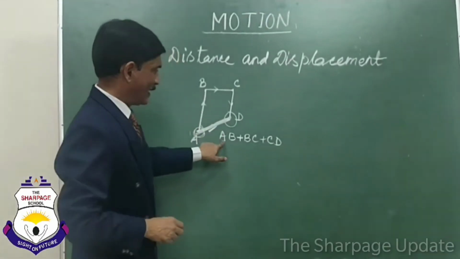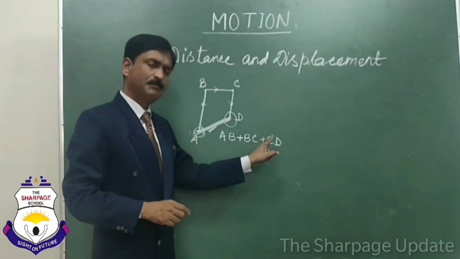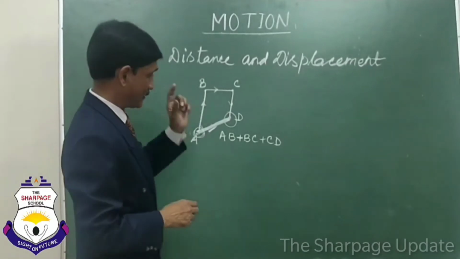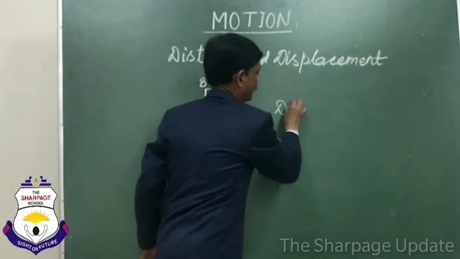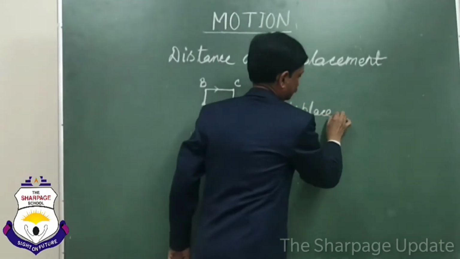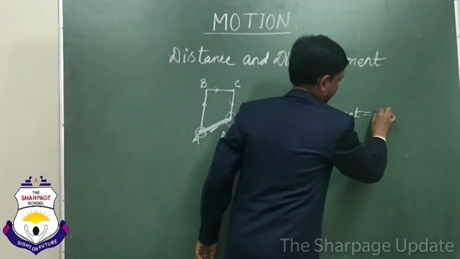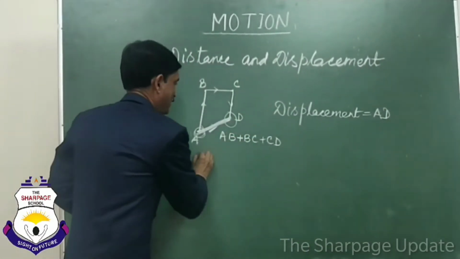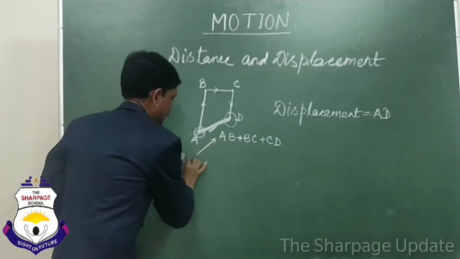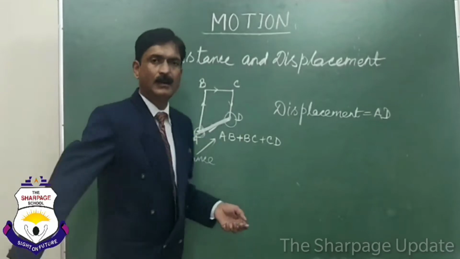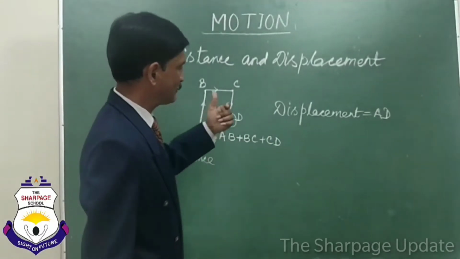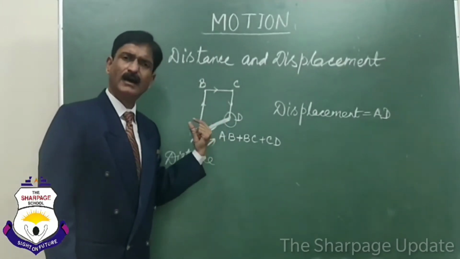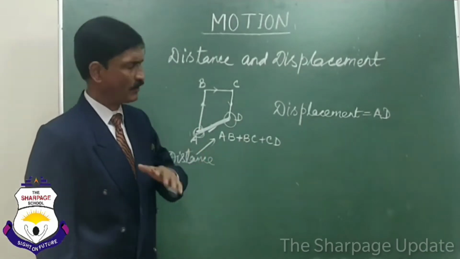Now, here AB plus BC plus CD is the distance followed by the person, but displacement is equal to AB. Displacement is AB and distance is AB plus BC plus CD. If we want to find the displacement, then we have to find the shortest distance between the initial position and the final position of a moving object.